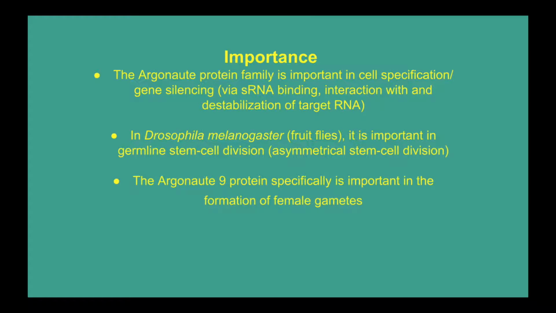The Argonaut protein family is important in cell specification and gene silencing. This is done via siRNA binding, where siRNAs bind to specific mRNA targets and help to regulate gene expression. It is also done through interaction with and destabilization of the target RNA. In the common fruit fly, it is important in germline stem cell division. In germline stem cell division, germline stem cells can divide asymmetrically to form specialized cells. This is especially important in the formation of the female gamete.